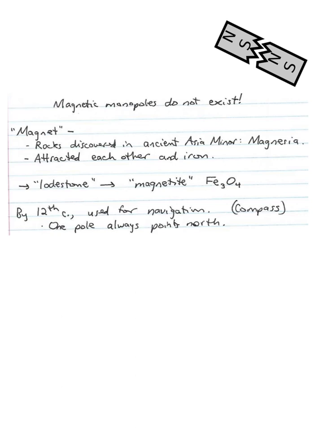Later on, in English, it was called lodestone, although in more modern terminology, in geology and chemistry, we call it magnetite. So what they had discovered was Fe3O4, magnetite. By the 12th century, it was discovered that these magnetic rocks always had a tendency to turn and point north, so they could be used for navigation. That was the advent of the compass. So one pole, one side, always points north.